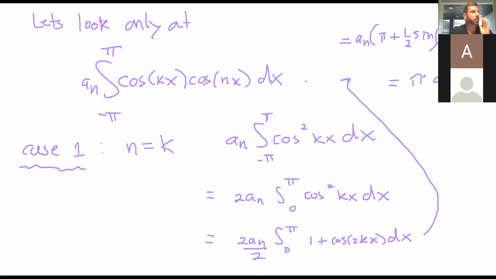Actually, let me be more particular. Since n and k are the same thing, I should write this as a sub, well, I guess it doesn't matter. Remember, we're assuming in this case that n and k are the same thing.